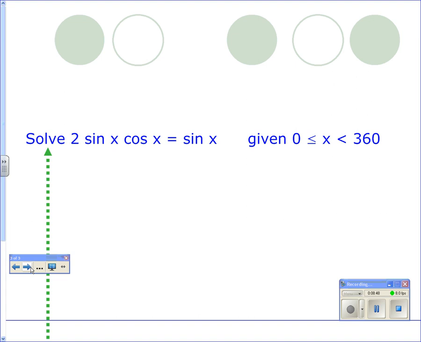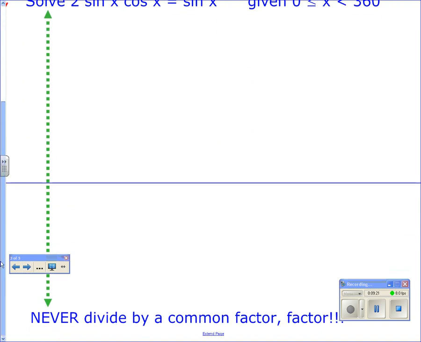Sine of x times cosine of x equals sine of 2x. This one's a little bit different than the last 2. What do we have on both sides? A sine. So can you just cancel out the sines? If you do, you're not going to get all of the possible answers. Does that make sense? You always want to factor. You never want to cancel out. Never divide out the common factor. You always want to actually factor it. Okay?